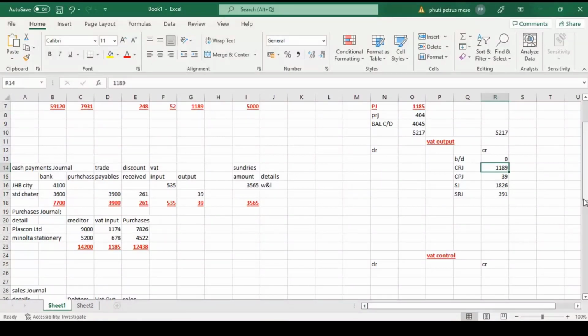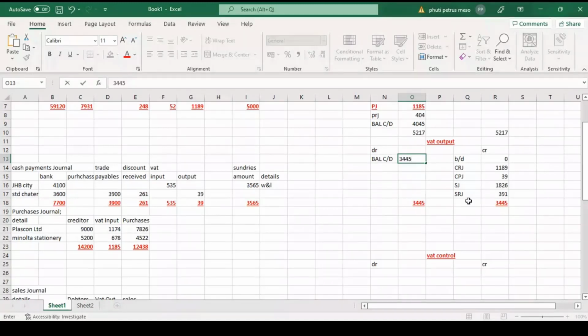Let's see now, 1189. I'm going to the VAT output now. Plus 89 plus 1826 plus 391. So we've got a total balance of 3445. So we have to balance it off again on the side to make it 3445. That's our total. So it's going to be our balance carried down. It will be the same, 3445.